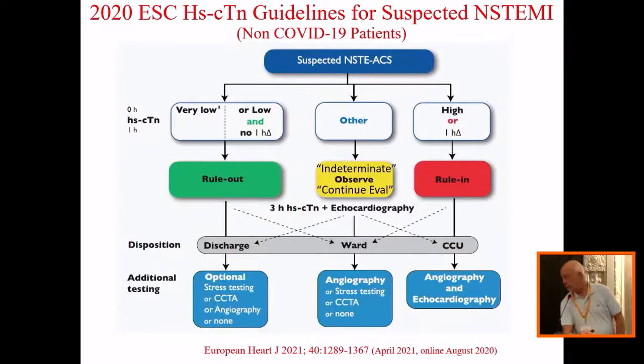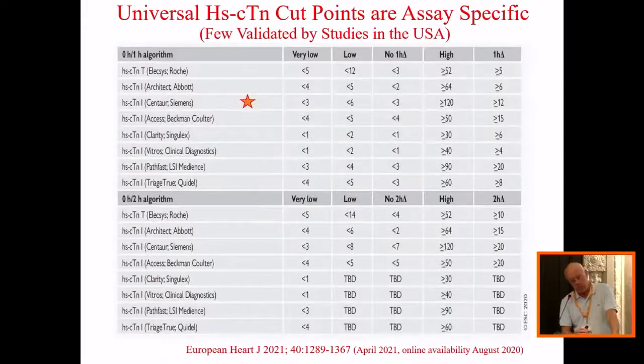These are the ESC guidelines, and obviously you've seen these many times, and we're going to be looking at that indeterminate observe, continue evaluation zone. What do you do with them, and how do you manage them? The indeterminate zone cut points are different for different assays. This slide's been shown before, so you need to know what your institution is using, what is very low, what is high, and what the high delta is.